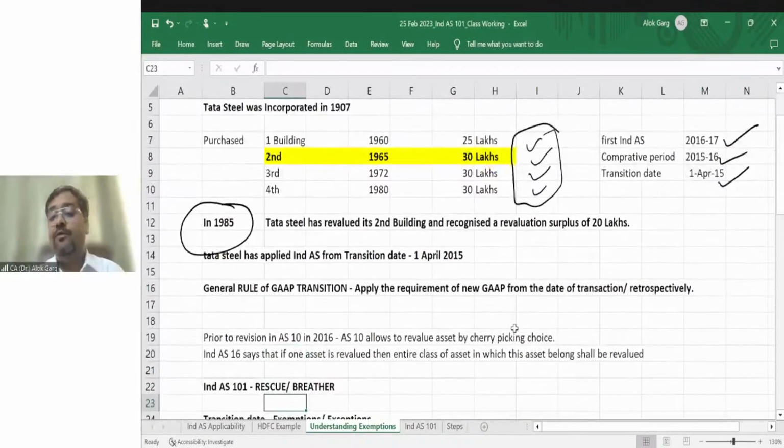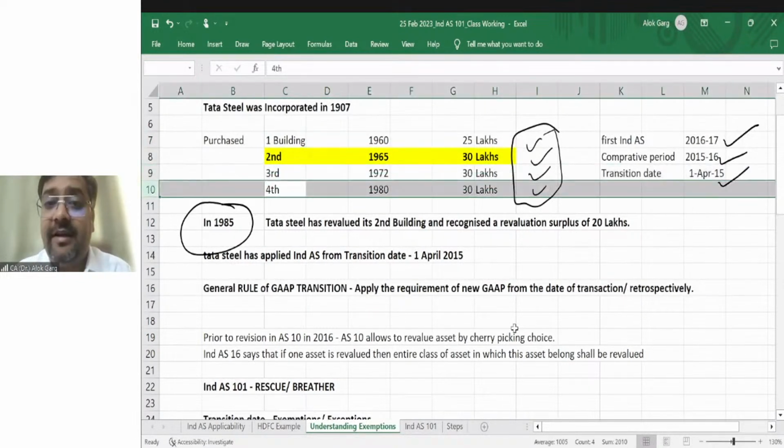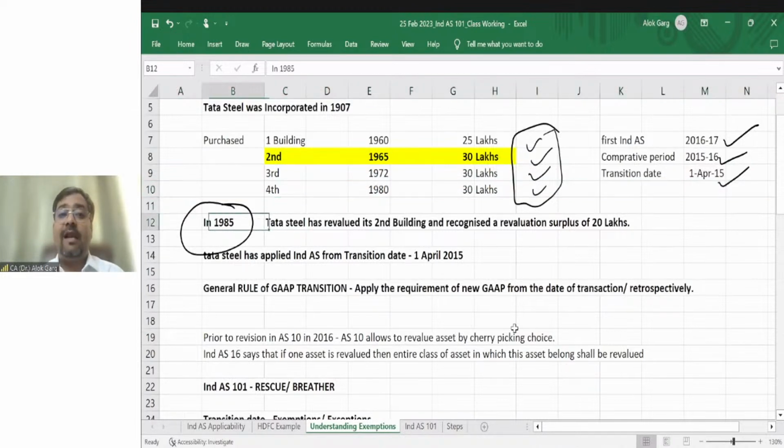Ind AS 101 gives you some tip, some magic. What is that magic? And what is the problem? The problem is, first of all, Ind AS says that if you are revaluing any asset, you have to revalue all the assets of that class, right? Now sitting in 16-17 and revaluing the building acquired in 1960, the building acquired in 1972, the building acquired in 1980, and doing this revaluation as of 1985, means 30 years ago, it is next to impossible.